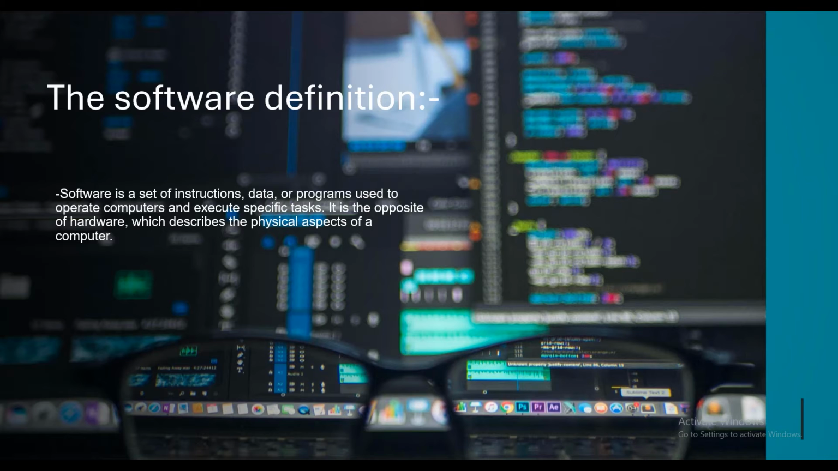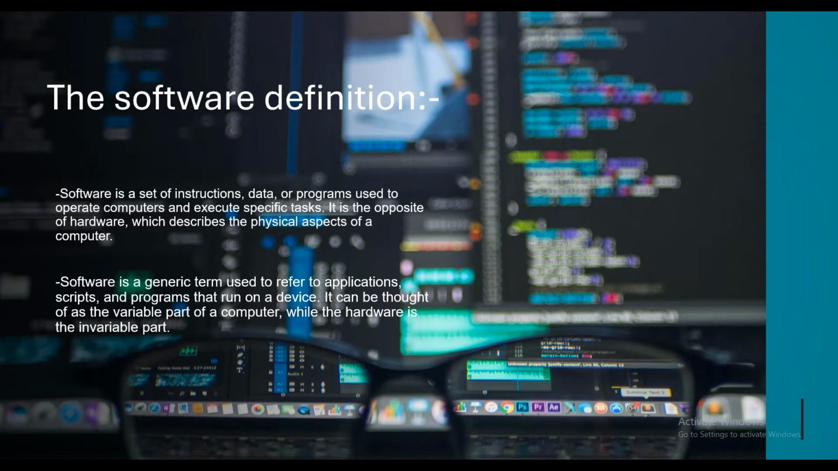Software is a set of instructions, data, or programs used to operate computers and execute specific tasks. It is the opposite of hardware, which describes the physical aspects of a computer, and it's a generic term used to refer to applications, scripts, and programs that run on a device. It can be thought of as the variable part of a computer, while the hardware is the invariable part.